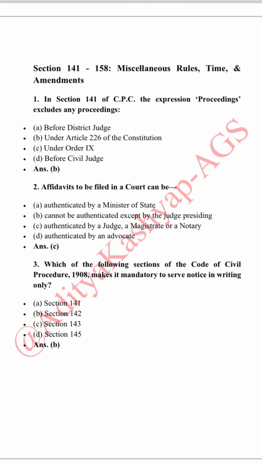Moving ahead. Which of the following sections of the Code of Civil Procedure 1908 makes it mandatory to serve notice in writing only? This is clearly mentioned under section 142 of CPC, which states that it is mandatory to serve notice in writing only. So notice must be served in writing only under CPC section 142.